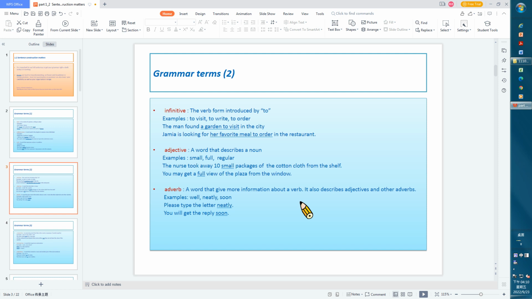Number six, adverb. An adverb is a word that gives more information about a verb. It also describes adjectives and other adverbs. For example, well, neatly, soon.